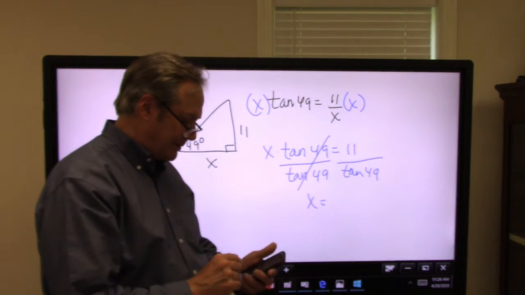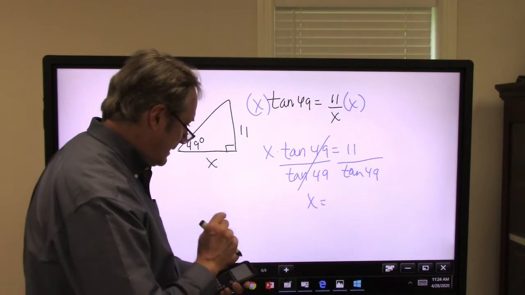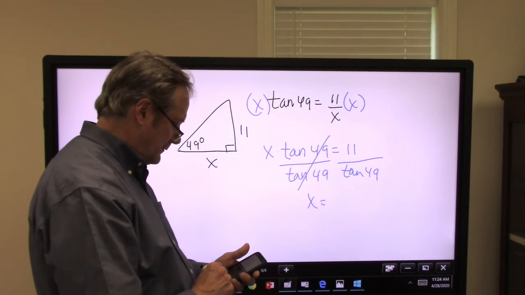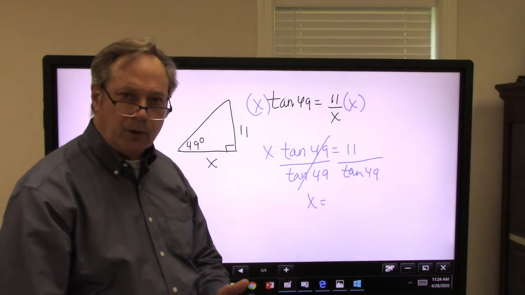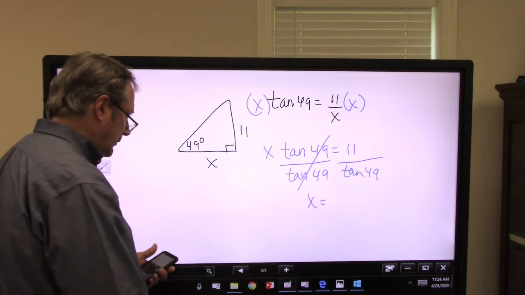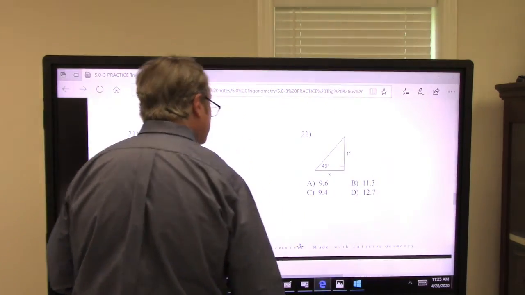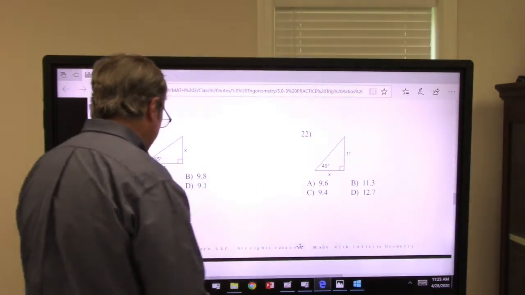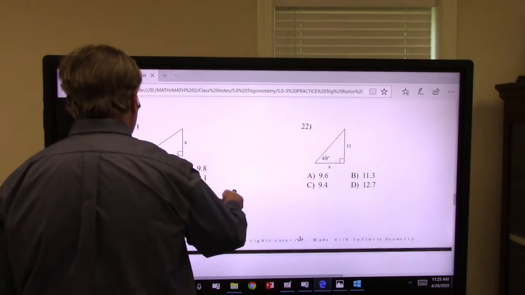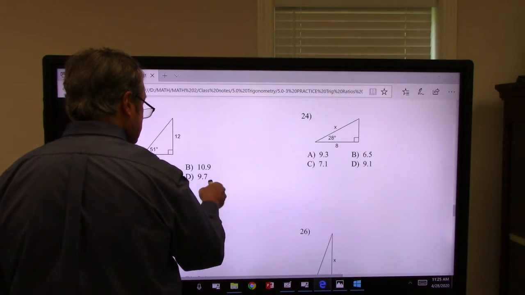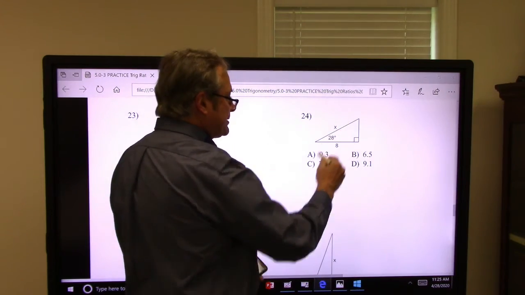And so let's go to our calculator. We're going to type in, first of all, 11, use a division symbol, and then type in tangent 49, and hit enter. Boom. 9.56, so probably 9.6 is what the answer will say. Yep, 9.6. All right, let's do one more. Number 24. Okay, 24, we're trying to find actually the hypotenuse here.